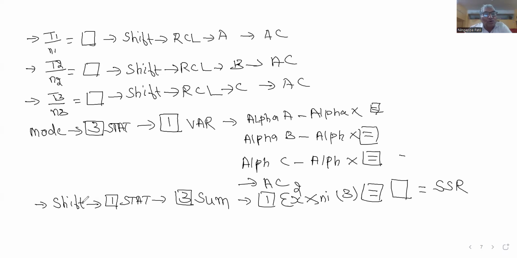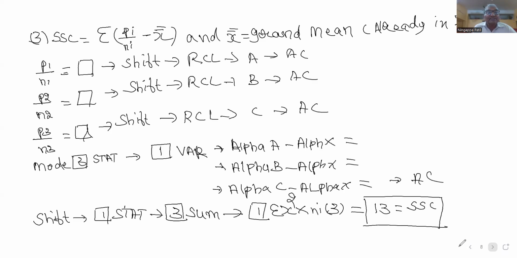Then shift 1, STAT, and press the third button, that is sum. Then again the 1 button, that is the summation of X square, and multiply this by Ni. Ni means 3 values are there. Whatever is coming is the SSR. What is the SSR? 8 you are getting. Enter it in the column there. Okay, next.